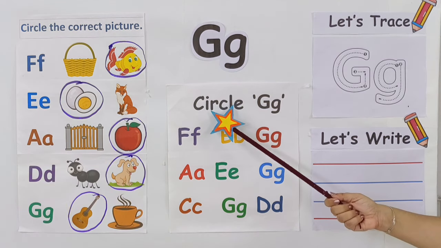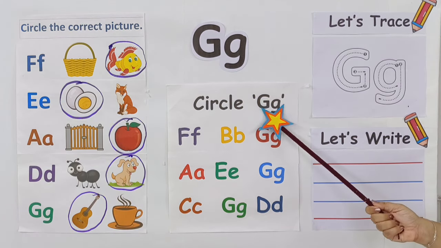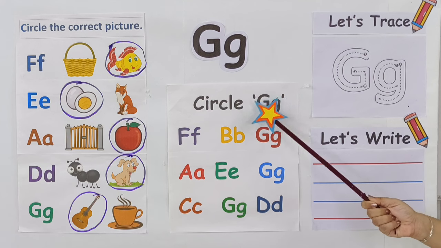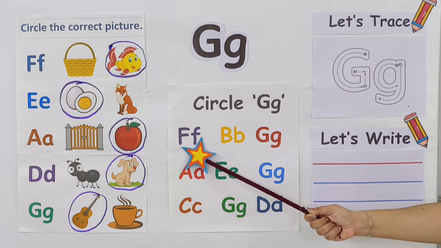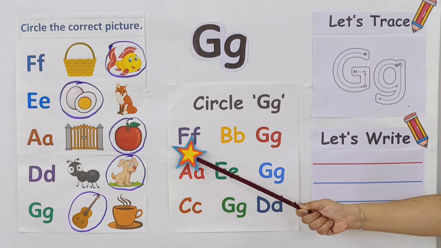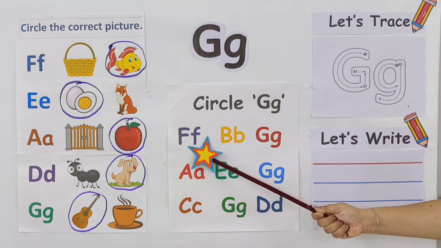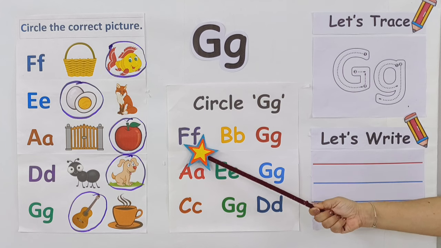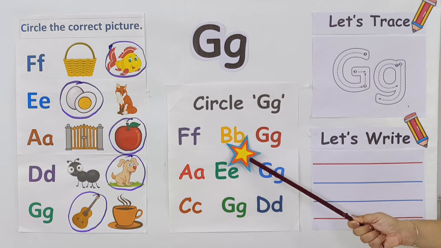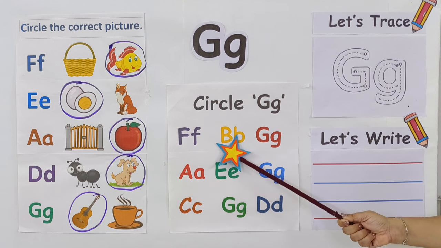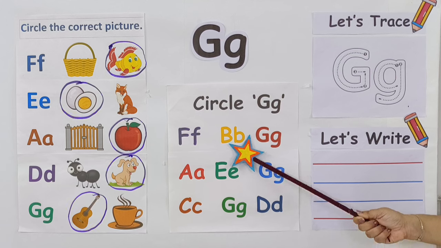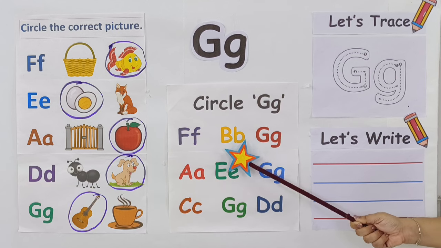Now let's do the next worksheet. Circle G. We have to circle uppercase letter G and lowercase letter G. This is letter F. This is uppercase letter F. This is lowercase letter F. Letter F makes a sound F. We are not going to circle letter F. This is letter B. This is uppercase letter B. This is lowercase letter B. Letter B makes a sound B. We are not going to circle letter B.